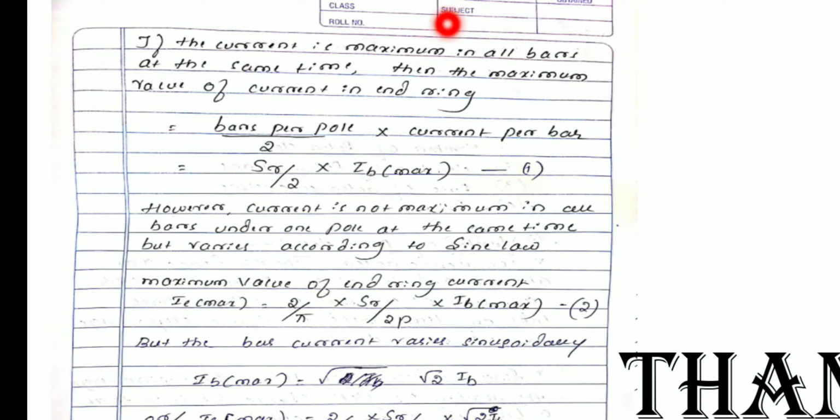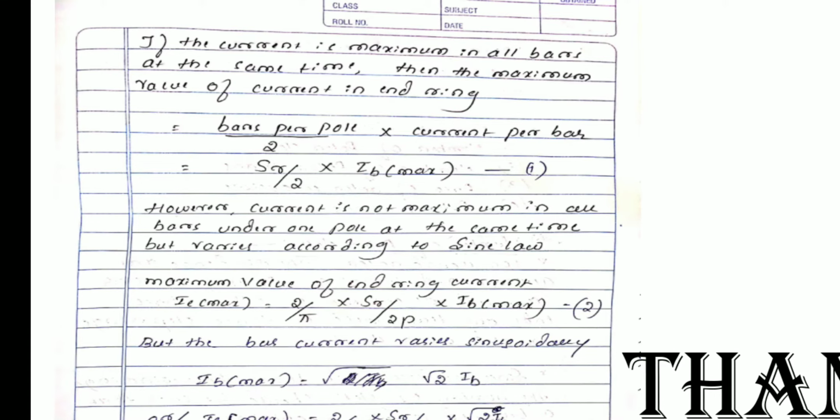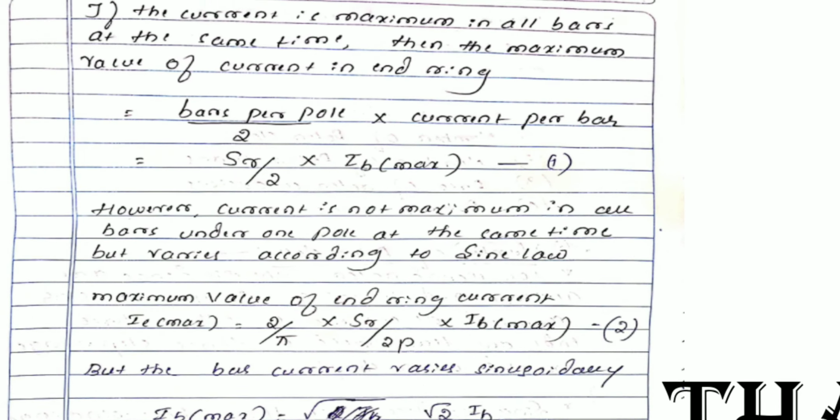Suppose this is the case when the current is maximum in all the bars at the same time. Keep it in mind, however, the current is not maximum in all the bars under one pole at the same time. The current will not be the same. It is going to vary. Why? Because it is sinusoidal. Sometimes it will be minimum, sometimes maximum. So that is the reason the current will not be maximum at the same time under one pole in the case of rotor bars. That current varies according to the sine law.